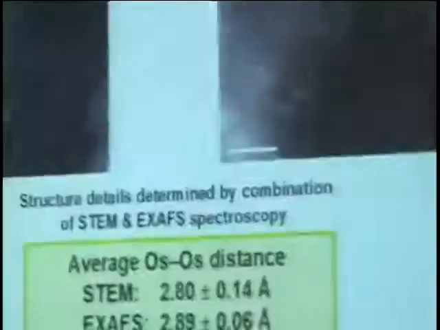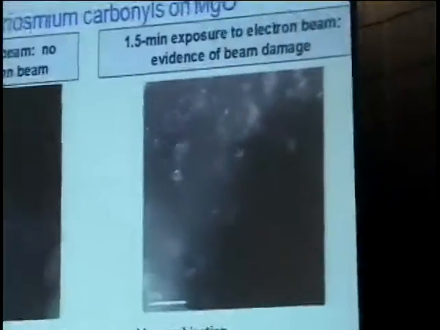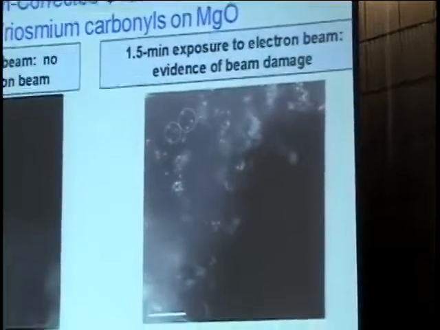So now let's go to the same sample, but characterize it with better quality microscopy. So this is aberration-corrected STEM.